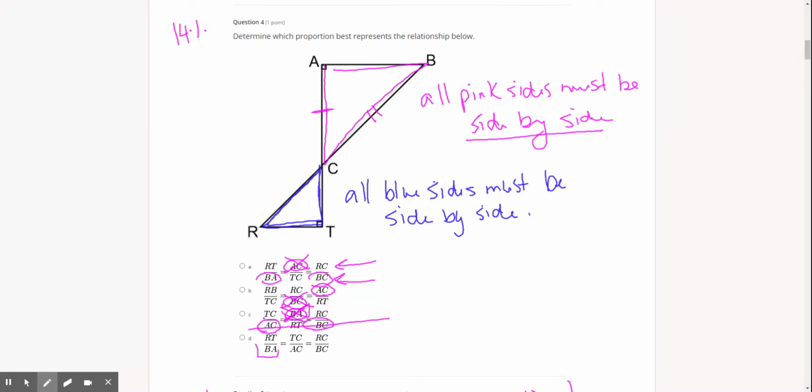This one is our answer because BA, AC, and BC are all in this pink triangle. And then if we go to look at the blue triangle, BA goes with RT. So BA goes with RT. That looks good. And AC goes with TC. AC goes with TC. That one looks good. And then RC and BC. RC and BC go together. So all the pink triangle sides are next door neighbors, and all the blue triangle sides are next door neighbors. This is how it has to be. Does that make a little bit of sense? Does it help in looking at those problems? I know we didn't practice a lot of this, but it is in the IXL.